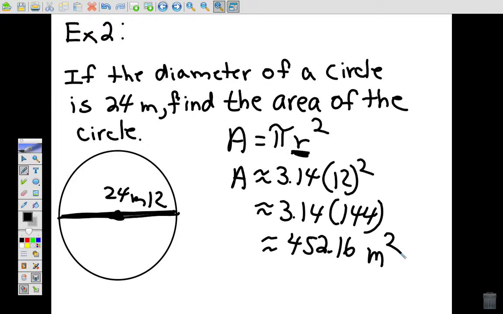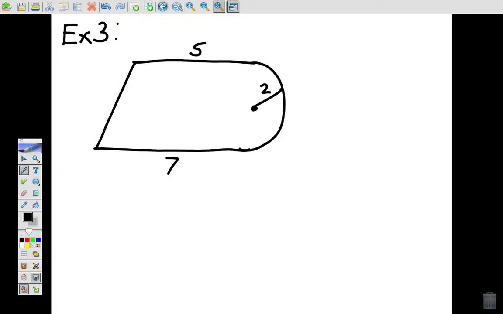So the key on this problem is that you had to make sure you got the radius before you use the formula, since they gave us the diameter. All right, last problem I have is example 3, and this is the harder one out of all of them.